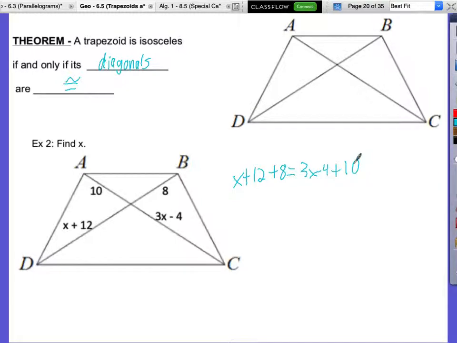Minus 4. Okay, so now we would look to combine like terms. x plus 20 is equal to 3x plus 6. Get all of our x's together, get our numbers together. 14 is equal to 2x. Divide by 2, and x is equal to 7.